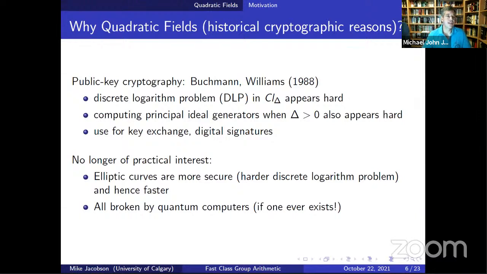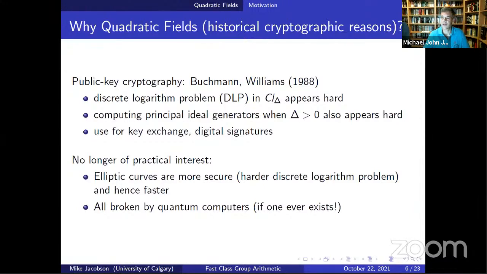Now, I only mention this though for historical context. These particular cryptosystems are really no longer of practical interest. So it's fun to read about them, but don't try to do further research on key exchange just using quadratic fields. In practice, elliptic curves are more secure. The discrete logarithm problem seems to be even harder. The group operation is faster, and people prefer that. I would bet that when I connected to Zoom here, there was probably elliptic curve key exchange and digital signatures going on under the hood to do it.